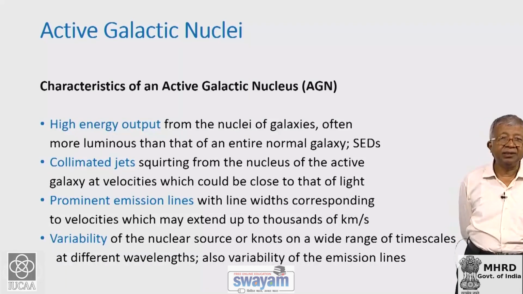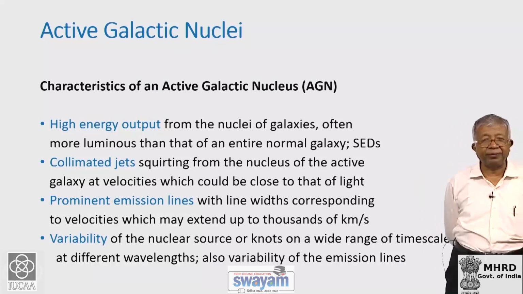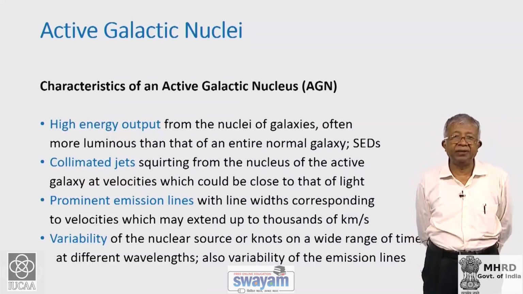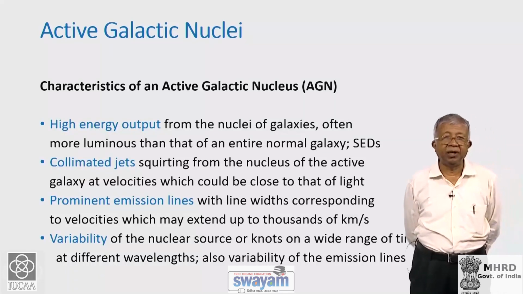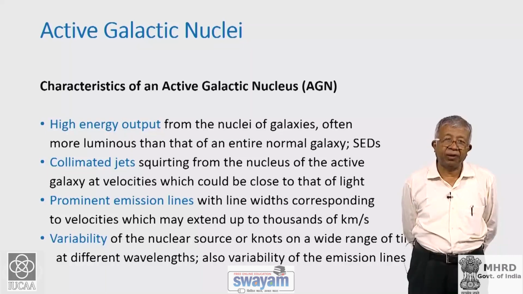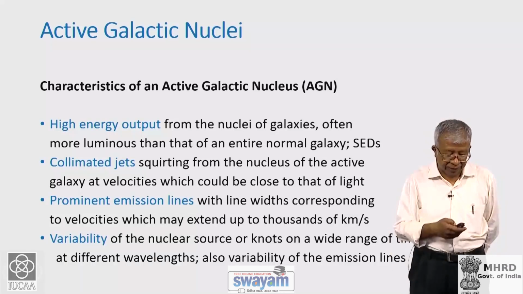Not only that, sometimes you not only see variability in the continuum emission across the electromagnetic spectrum, but also variability of the emission lines. And we shall try and explore what we can learn by looking at the variability of the emission lines in active galactic nuclei. Not every active galactic nucleus might exhibit all of these properties, but these are some of the signatures which lead you to identify a particular galaxy as containing an active galactic nucleus.